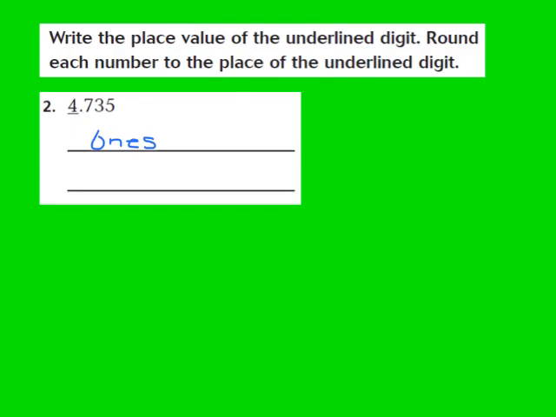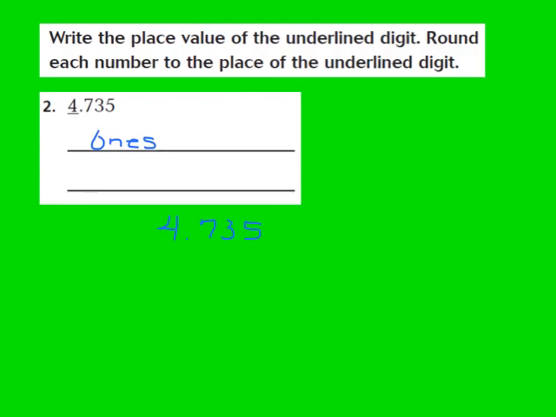Now step number 2 says round each number to the place of the underlined digit. So I'm now going to use my steps that we talked about in the last slide, and we're going to work to round this number to the ones place. So first of all, I'm going to come down here and I'm going to write my number down. So it's going to look just like this. And once again, my number is 4 and 735 thousandths.